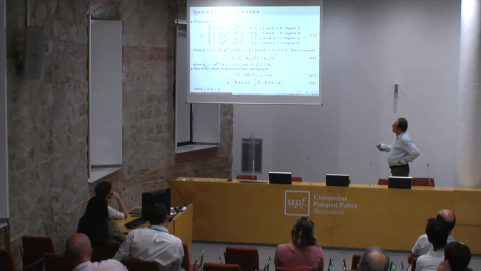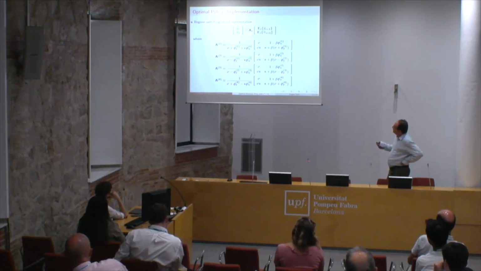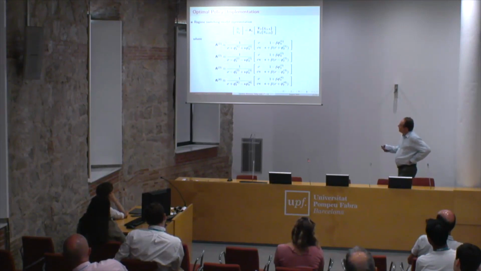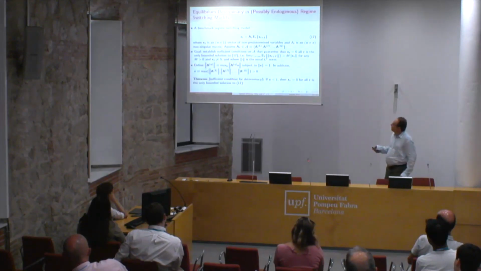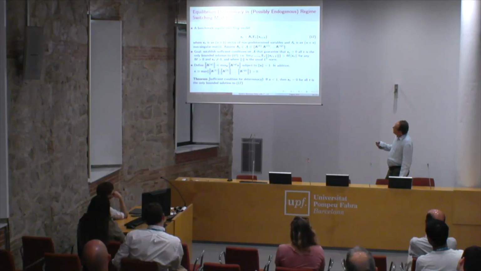Okay. Now then we have the non-policy block, which in deviations from the optimal path looks like this. And then we can write a system in this form where the matrix AT is now time varying, and these are the four cases. We have these four matrices A1, A2, A3, and A4, and then the idea is to find sufficient conditions for determinacy of equilibrium, for uniqueness of equilibrium, when you have this kind of system. And so this is a section of the paper that deals with these kinds of systems.